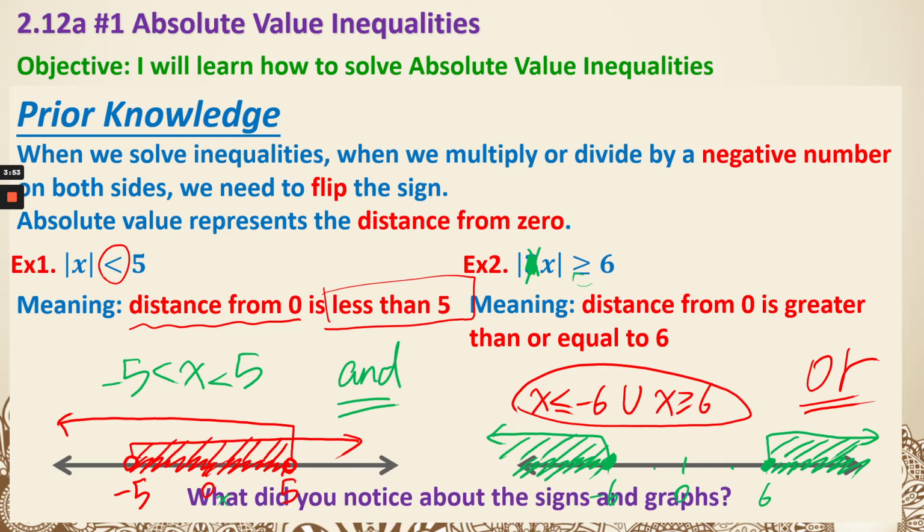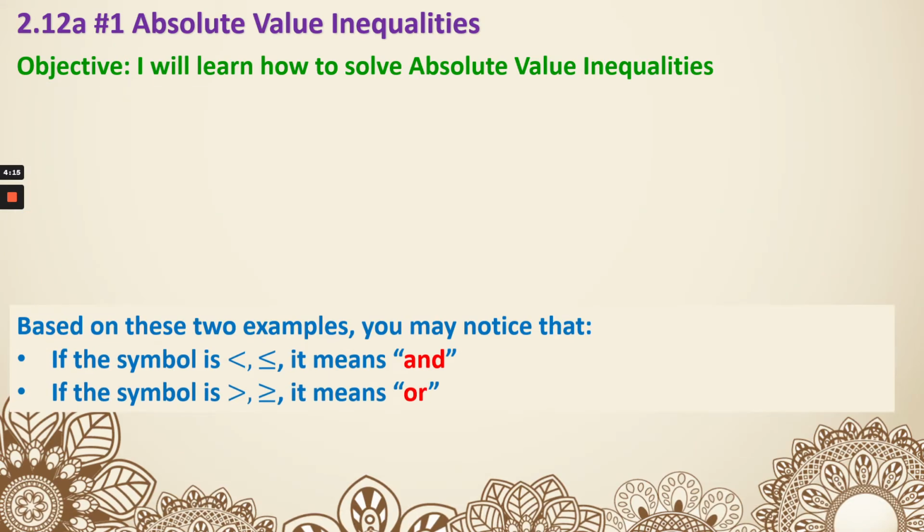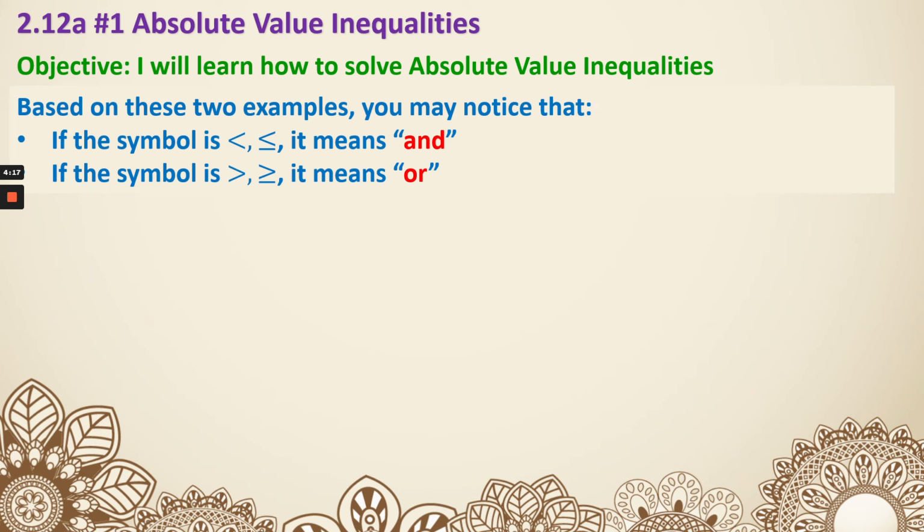Now, again, what did you notice about the signs and the graphs? Well, you might have noticed if they're enclosed, then I may have a compact form. That means I'm having and, or the other way. And for the first one, when it's less than, I have and. For the greater than, I have or. So that is how we're actually going to work with absolute value inequalities. It is actually very clear. If the symbol is less than or equal to, it's guaranteed to be and.